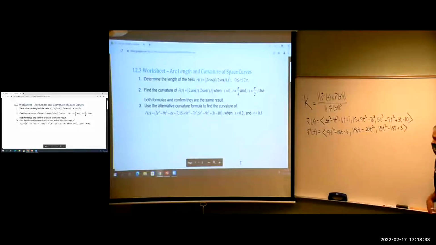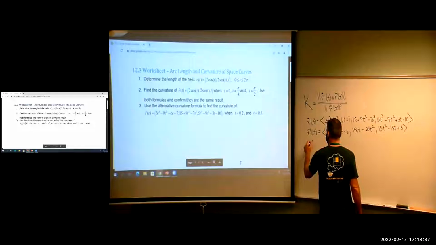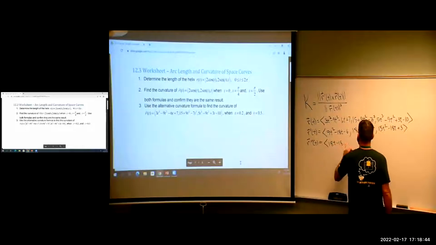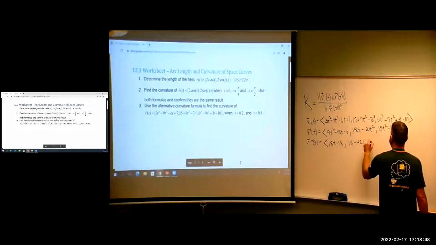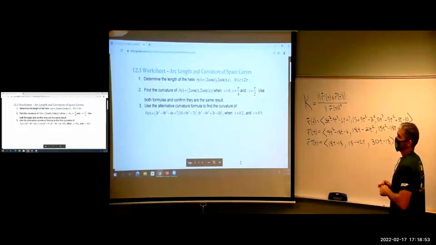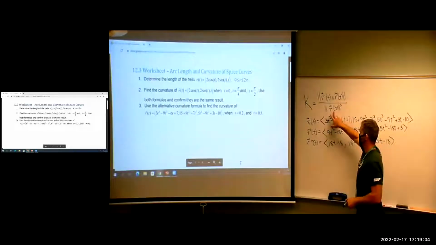And we also need our r double prime of t. So we've got 18t minus 18, 18 minus 42t, 30t minus 18, right? Again, it's just a matter of taking derivatives. Well, now we start to get into the formula. We see that we have a cross product on top and then we have a cubed on bottom.